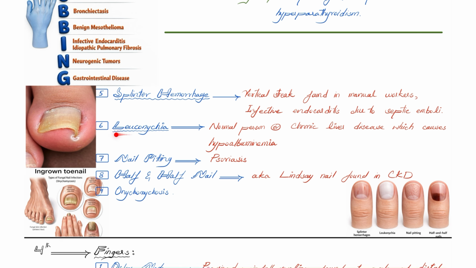Leukonychia means whitening of the nails. It can appear in a normal person or it can be because of chronic liver disease. And why does it occur in chronic liver disease? Because of hypoalbuminemia. Nail pitting is common in psoriasis. Half and half nail, which is also called Lindsay nail, is found in chronic kidney disease, and onychomycosis, that is fungal infection of nails.